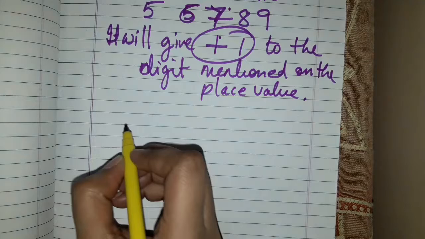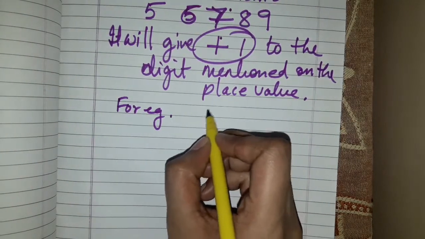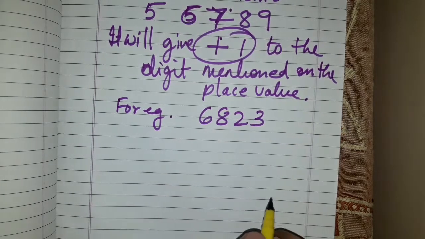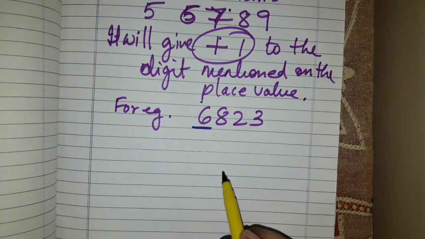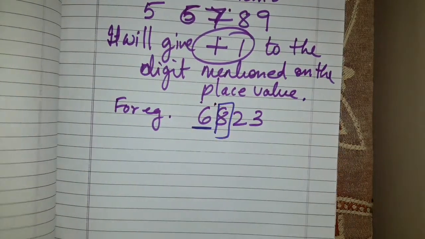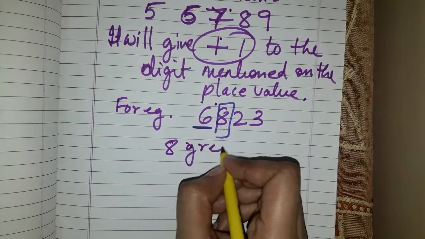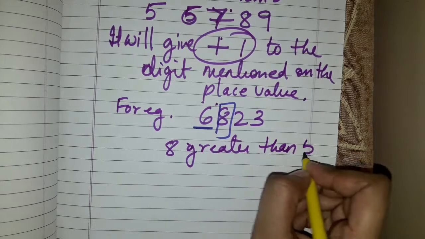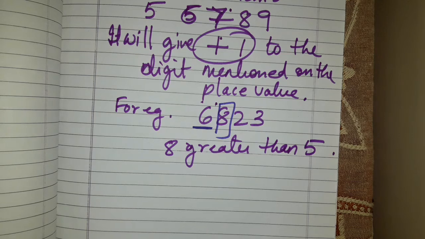Now let's take an example. Suppose the number is, let's take a simple number, 6823, and I have to round off this number nearest to the 1000 place. Then I will look at the digit which is on the right hand side. Now the right hand side digit, if you can see, it is greater than 5. Okay, now the situation will be treated in a different way.